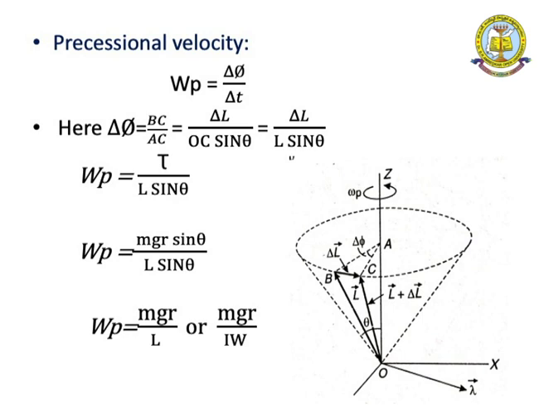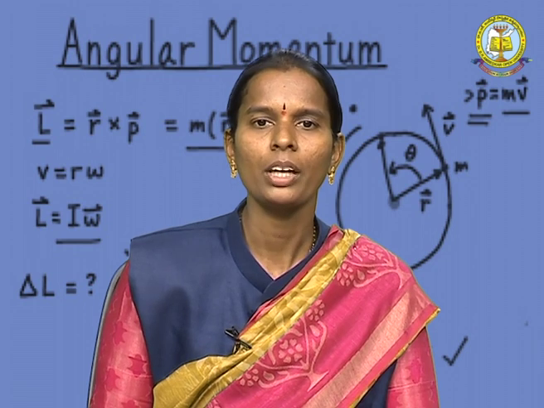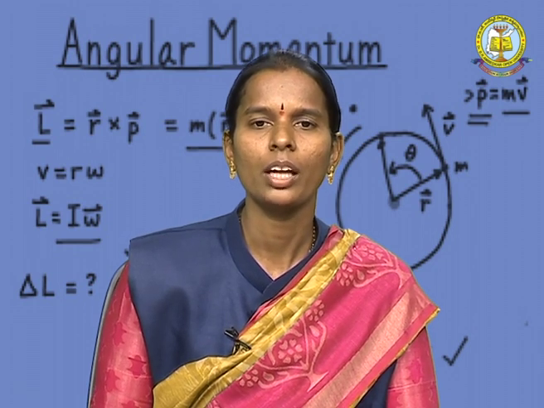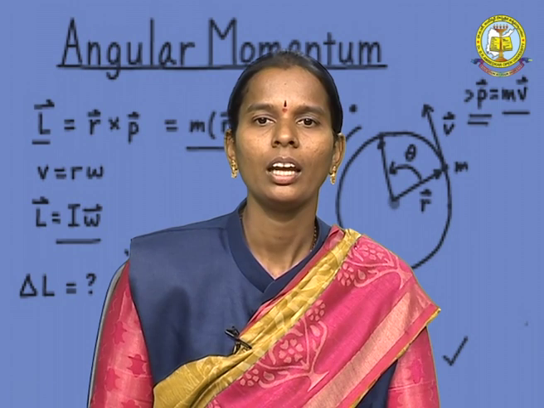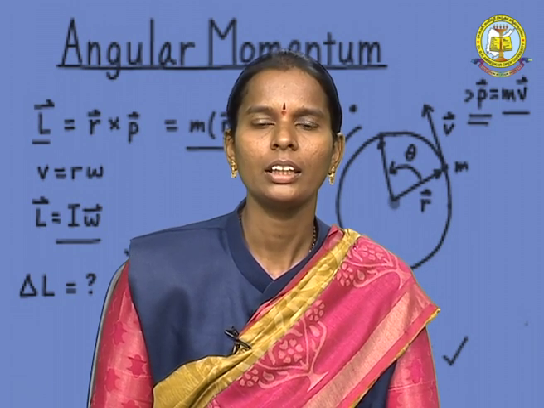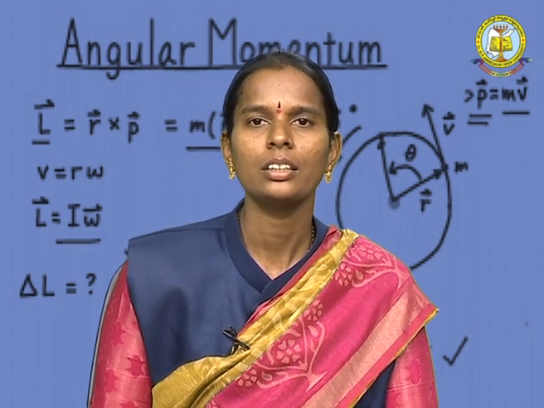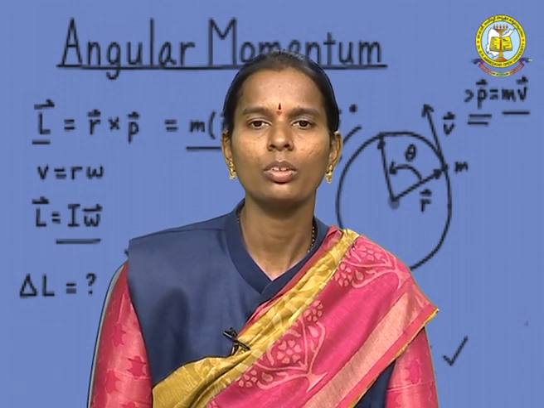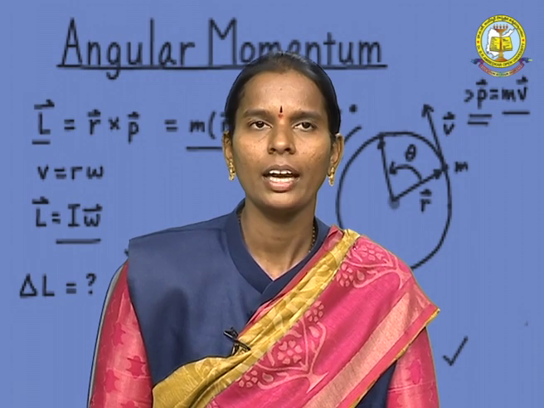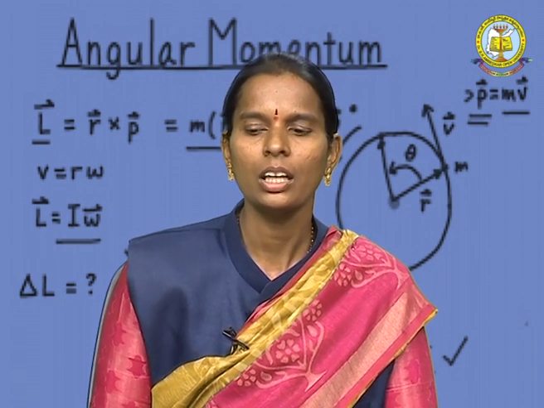Precessional velocity omega p is equal to torque by L sin theta. Here torque is mg r sin theta, so omega p is equal to mg r sin theta by L sin theta. Sin theta cancels, so the precessional velocity omega p is equal to mg r by L. We can write L is equal to I omega, so omega p is equal to mg r by I omega. This is the precessional velocity.